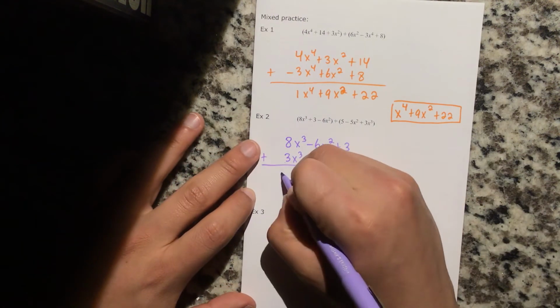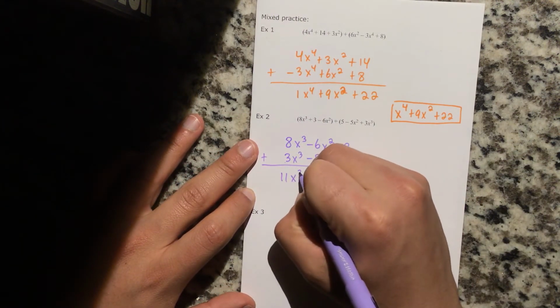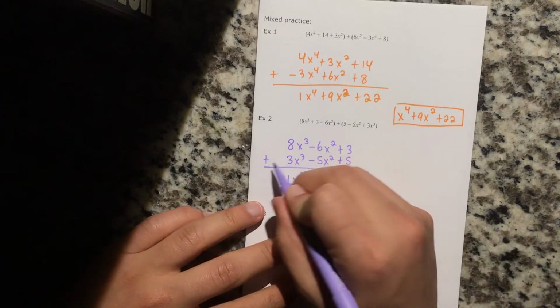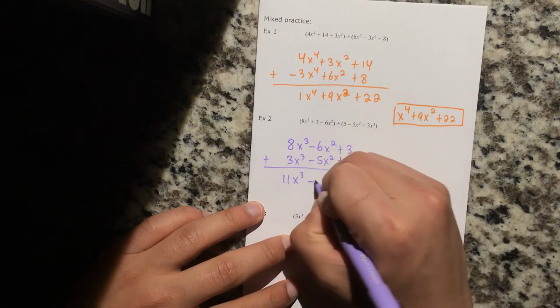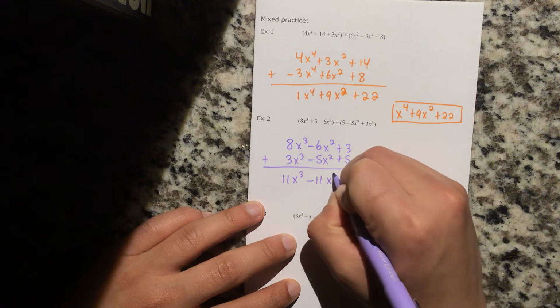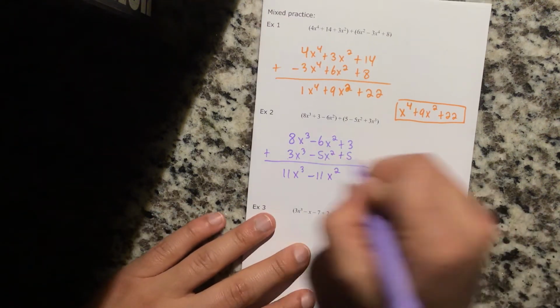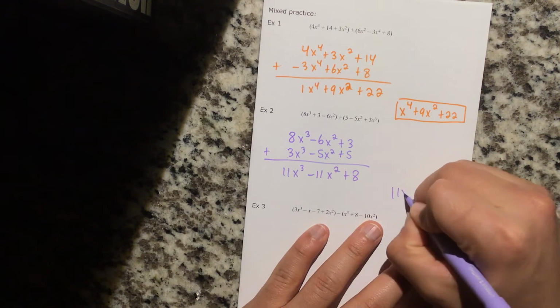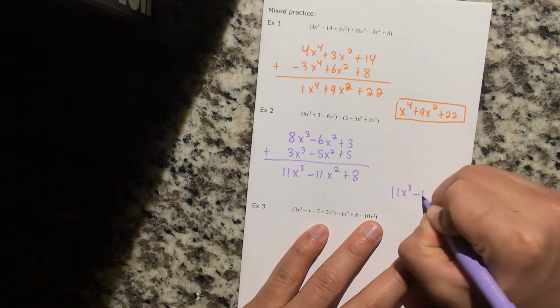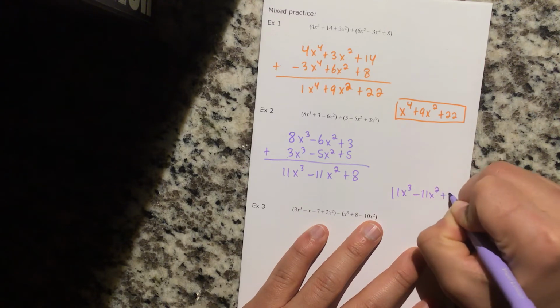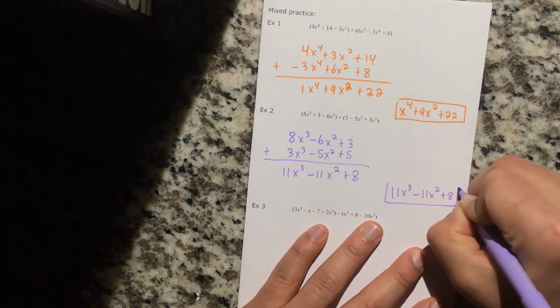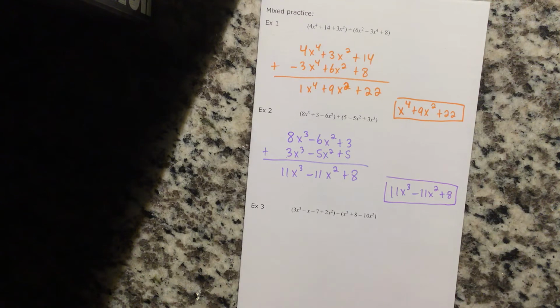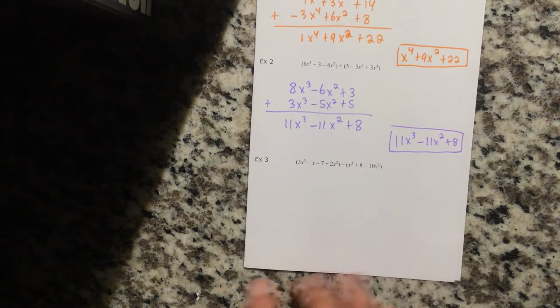8 plus 3 gives me 11. I bring down the x cubed. Negative 6 plus negative 5, well, that gives me negative 11. Bring down the x squared. And then 3 plus 5, well, that's easy. I got 8, okay? And that's my answer, right? 11x cubed minus 11x squared plus 8. Not that bad, okay? Last one.